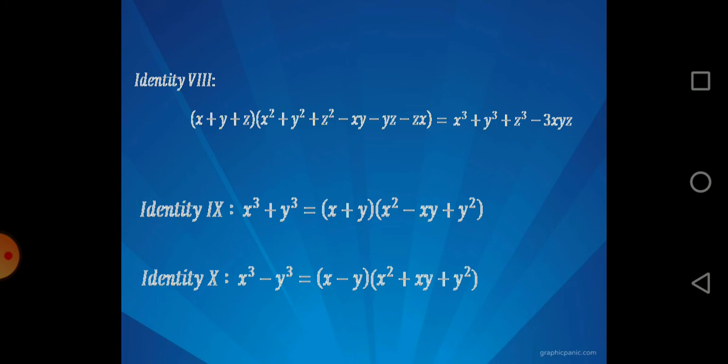The next identity is x cube minus y cube. When there is minus in between, the binomial will take a minus sign. X cube minus y cube is equal to x minus y of x square plus xy plus y square. So this is about all of our identities in this class, and you have to learn them by heart and understand the products so that you can do the factorization easily.